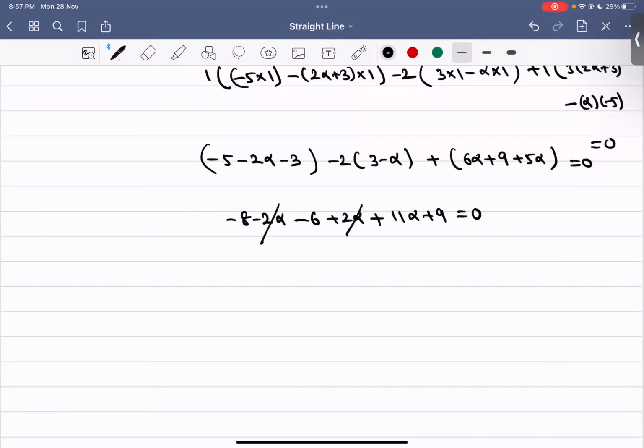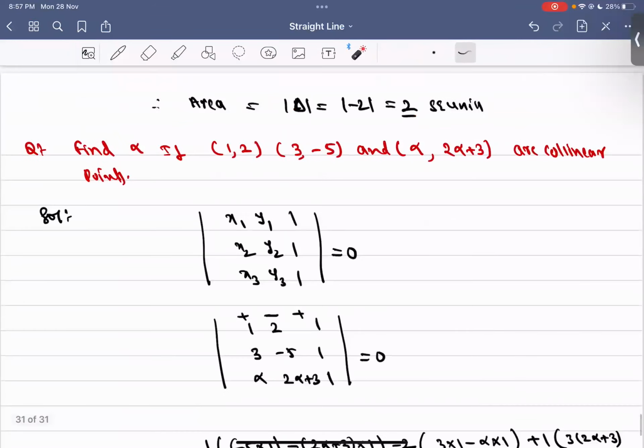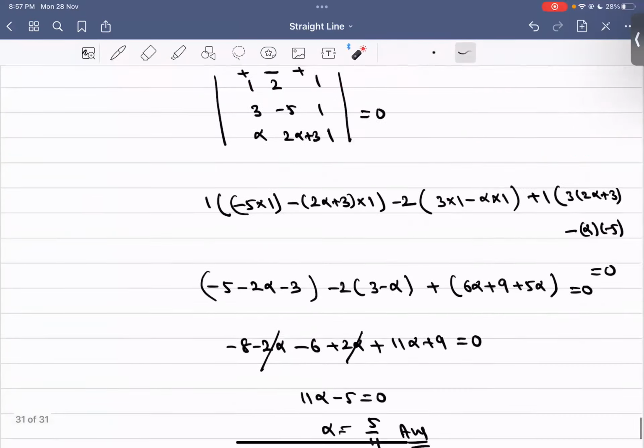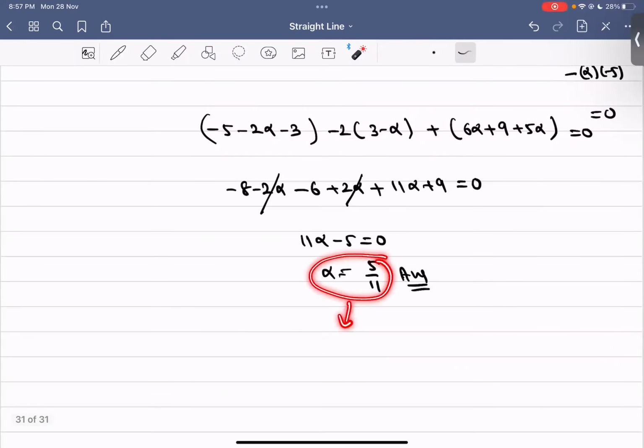Minus 2 alpha plus 2 alpha cancel. Here you are left with what? 11 alpha plus, what is this? -8, -6 is -14, plus 9, that is -5. Yes, sir. 11 alpha - 5. So 11 alpha - 5 is equal to 0. Therefore, alpha is equal to 5 by 11. This is the answer. So if the given 3 points are collinear, then alpha is equal to 5 by 11.